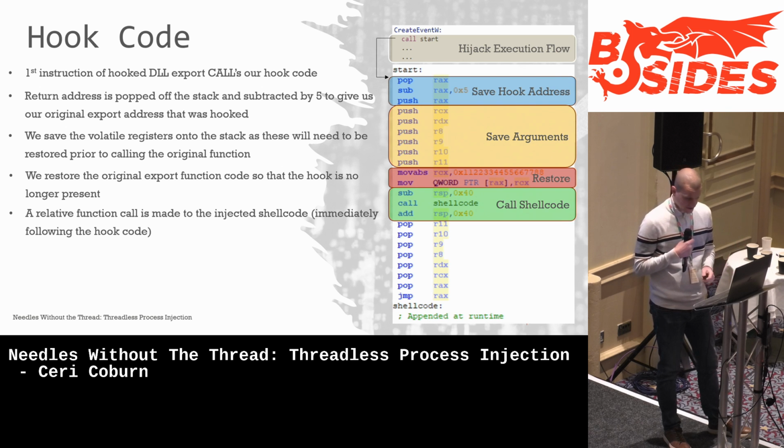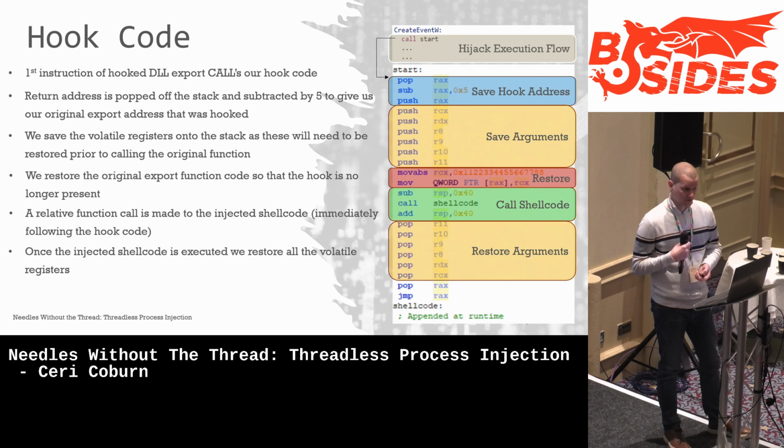So it's a relative function call, but you're talking maybe 10 bytes after this particular hook code to call your calc payload or your C2 beacon, whatever it may be. And then once that call function returns, your shellcode is executed and done its merry thing. So then we're now starting the reverse of what we've done at the start.